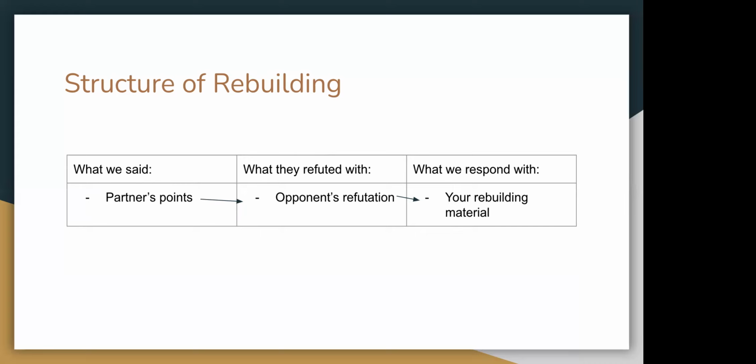Which is what you're going to respond to the refutation that was provided for your partner's points, right? Or as I like to call it, the refutation of the refutation. Given that that's the case, it's a little bit more complicated, but the natural flow of the structure of rebuilding in your speech would be: here's what we said, here's what my partner said, quick summary, here's what they decided to refute with, quick summary, here's what I'm responding with right now in my rebuilding, and then you say that, right? This will also help you structure your rebuilding much, much easier and much, much better.